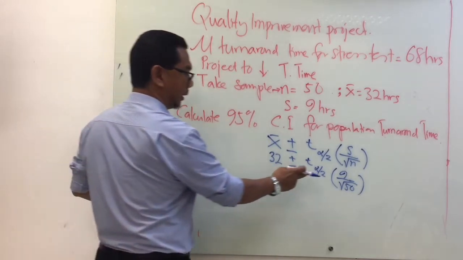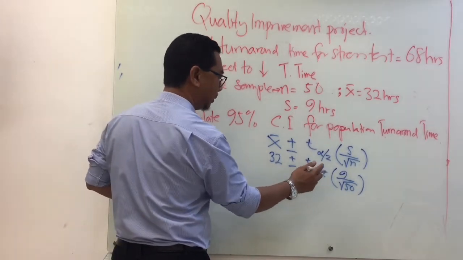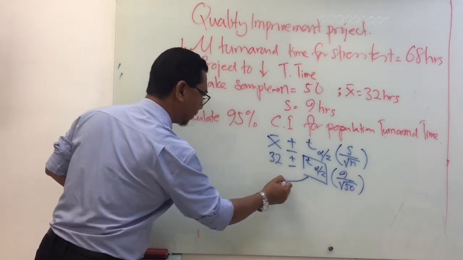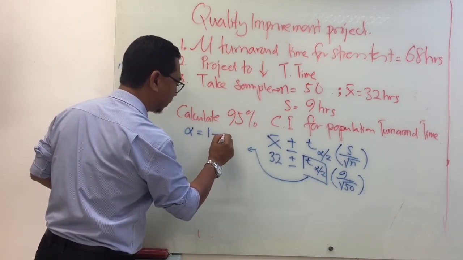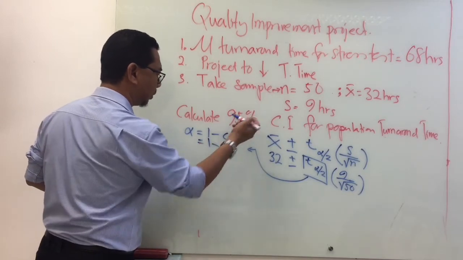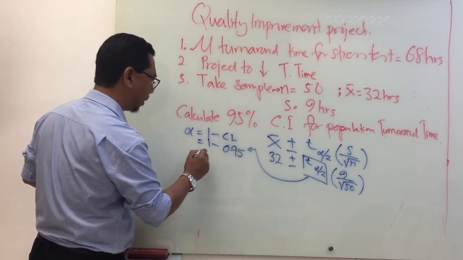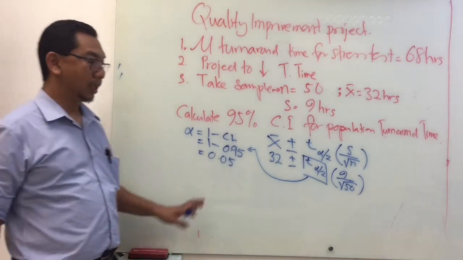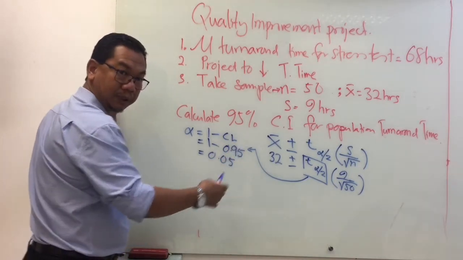Now to find the critical value for t, we have to find the alpha value. Alpha is basically 1 minus the confidence level. Here in our example, the confidence level is 95%, meaning 0.95. So alpha is 0.05. Once we know the alpha value, we have to look at the t table.